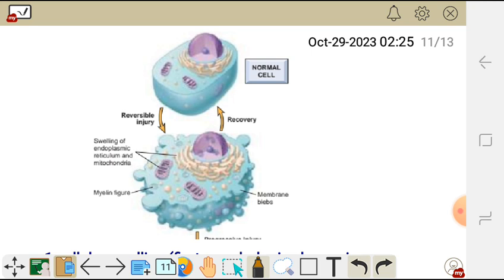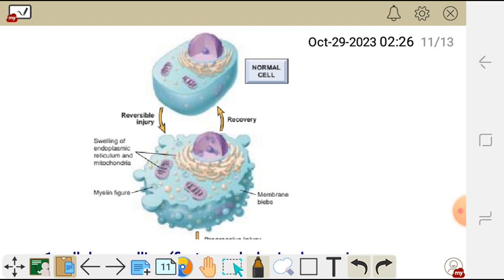Then apart from membrane blebs, under reversible cell injury, we are also going to observe myelin figures. So myelin figures are simply membranous walls which are detached from the membranes of the organelles inside there, and are made up of phospholipids.